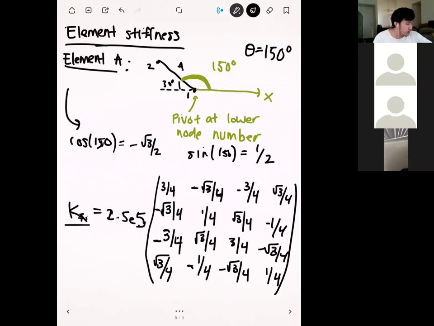Okay. All right. Any questions on this, especially on the angle thing? So I know the angle thing can be a little bit confusing kind of the first time that you see it.